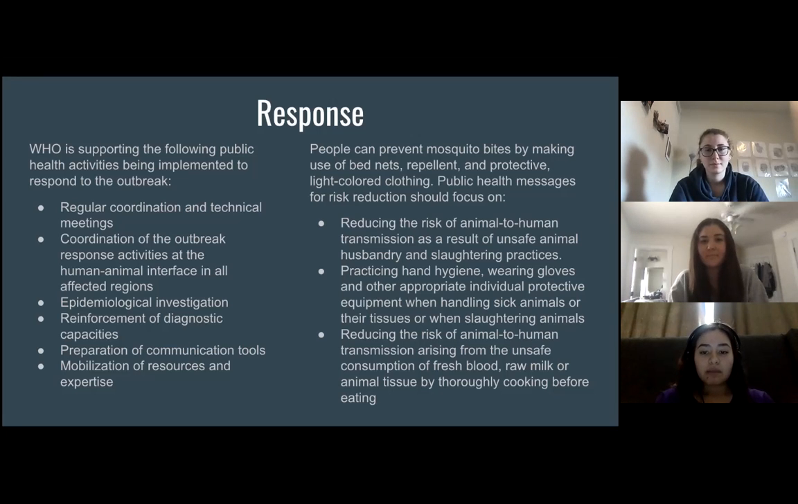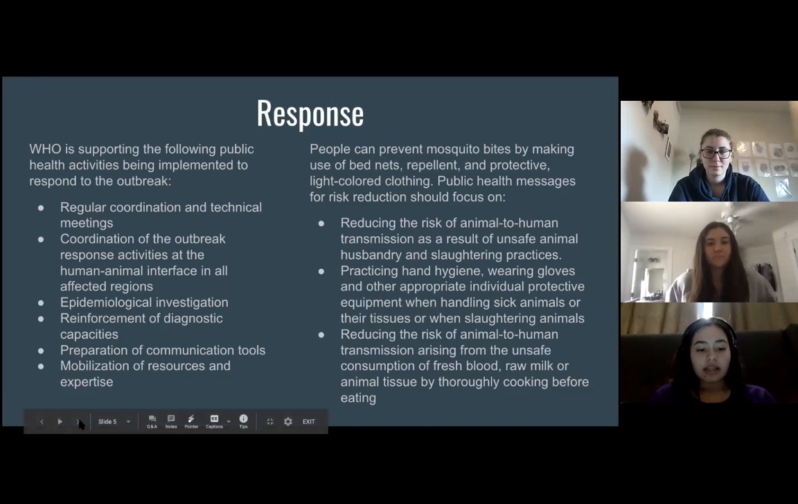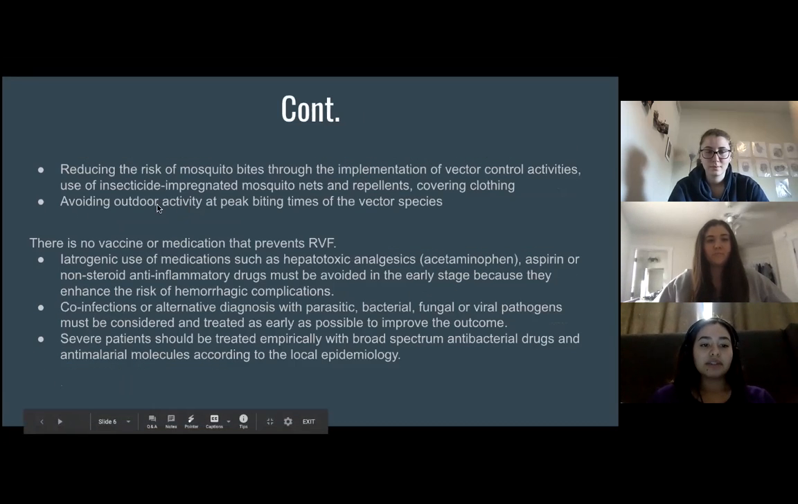And people can prevent mosquito bites by using bed nets, repellent, and proper use of light colored clothing. Public health officials recommend that risk reduction should focus on reducing animal to human transmission as a result of unsafe animal husbandry, practicing proper hygiene, and reducing transmission arising from unsafe consumption of animal products. And as a continuation, reducing the risk of mosquito bites and avoiding outdoor activity during peak biting times.